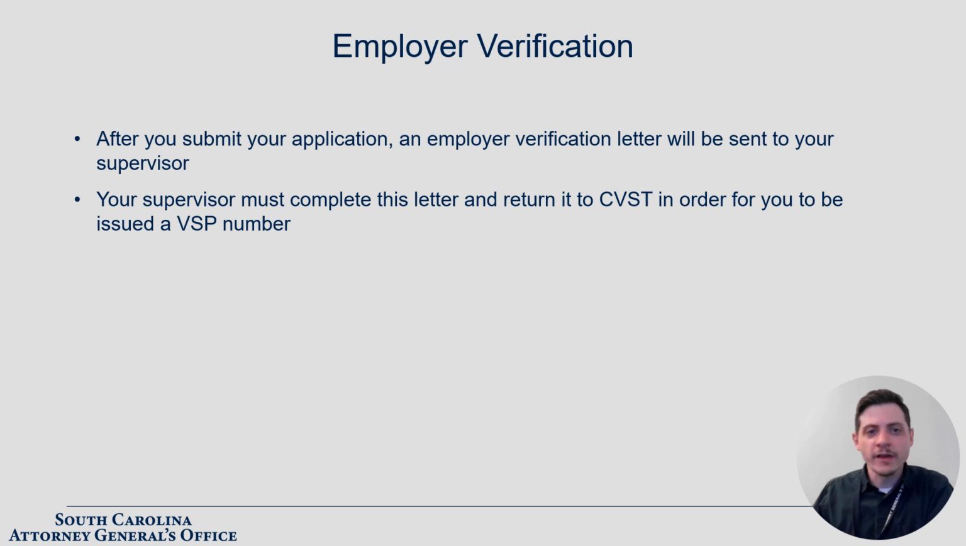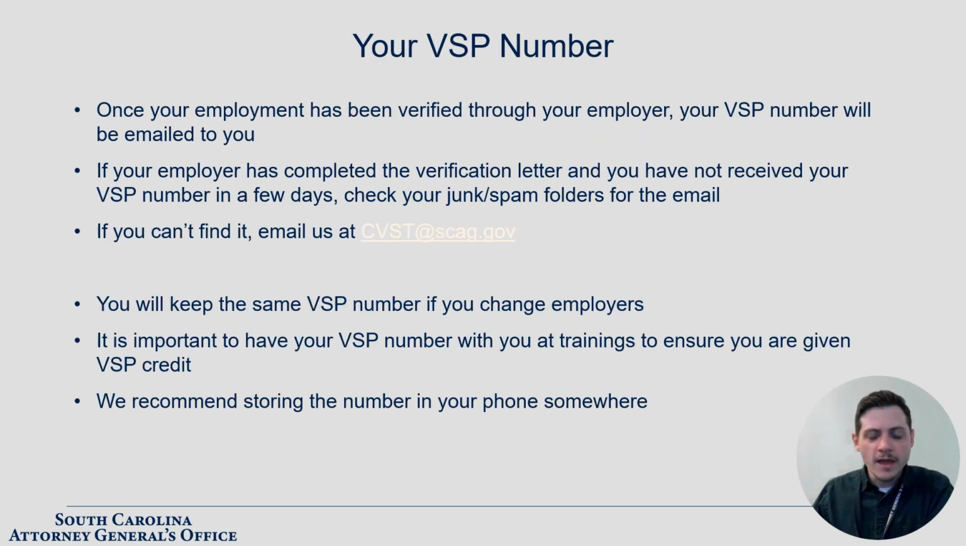So once you submit your application, we will be reaching out to your supervisor, like I mentioned a second ago, and we're going to be sending them an employer verification letter, which is just a letter explaining to them that you've applied to be a VSP and asking them to confirm that you do work at their agency as a victim service provider. And once they send that back to us, we can go ahead and give you your VSP number. And like I said earlier about the application, we will be emailing you that VSP number, so just look out for that in your email.